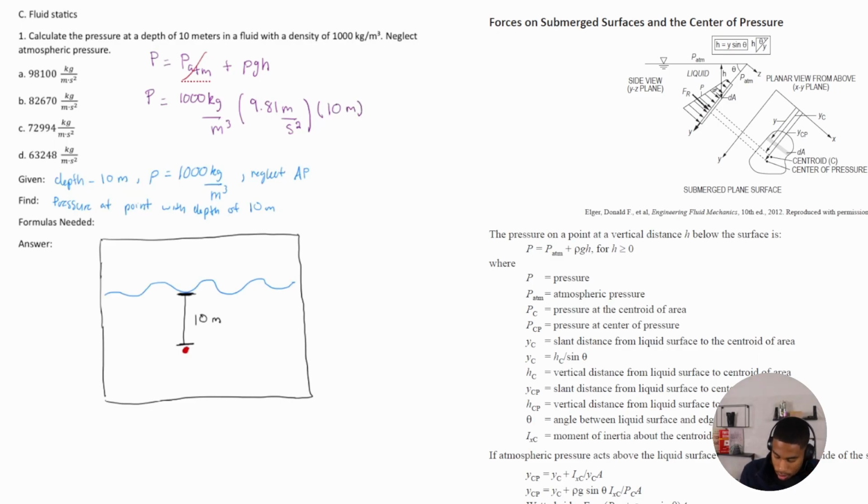All right. Now, once we cancel our units, we get 98100 kilograms over meters per second squared. Okay, or Pa.